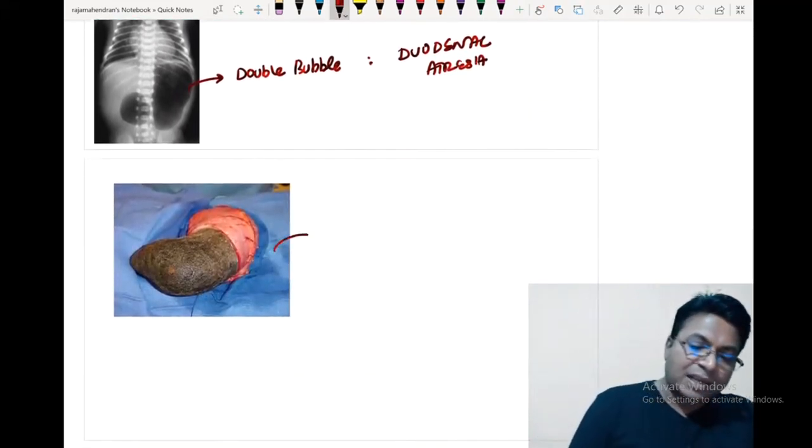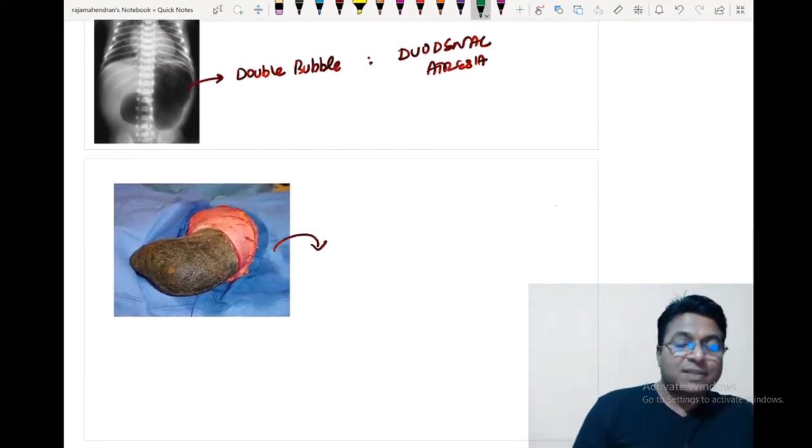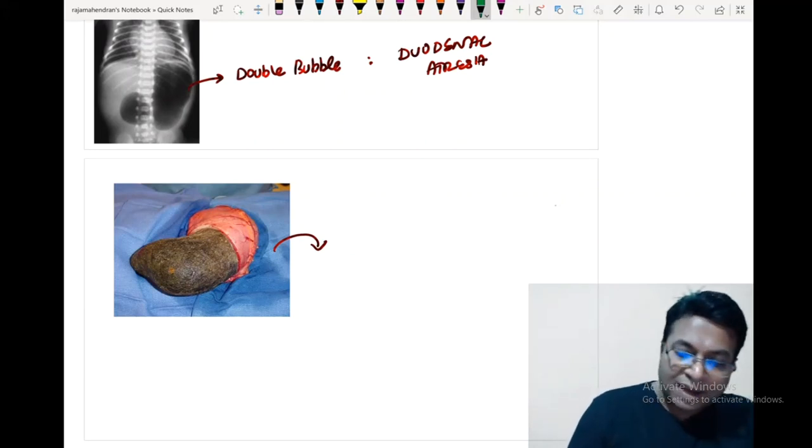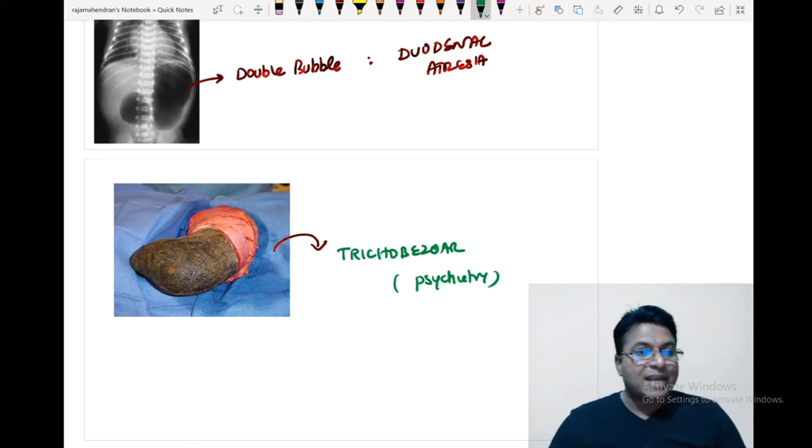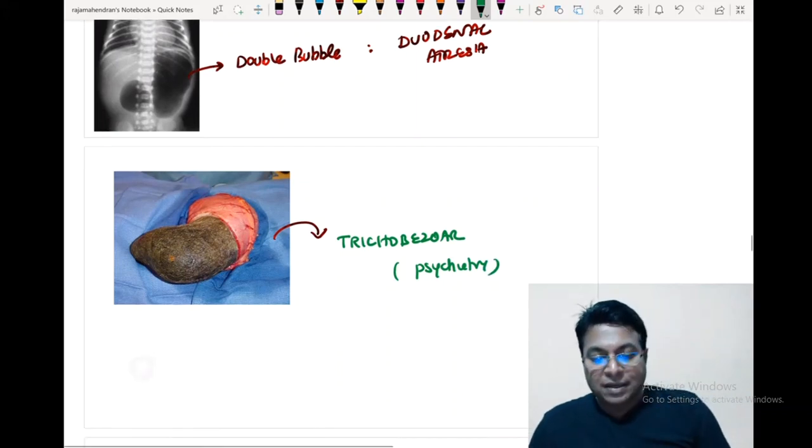This is again a classical question from surgery. So what is this case? The stomach is full of hair. This is known as trichobezoar. Very common in psychiatry patients. They eat the hair and that causes gastric outlet obstruction. This is a typical trichobezoar.